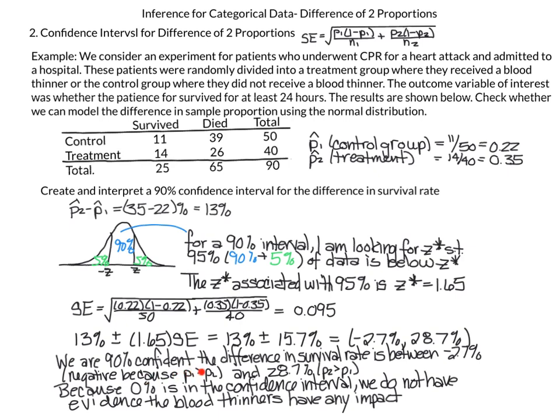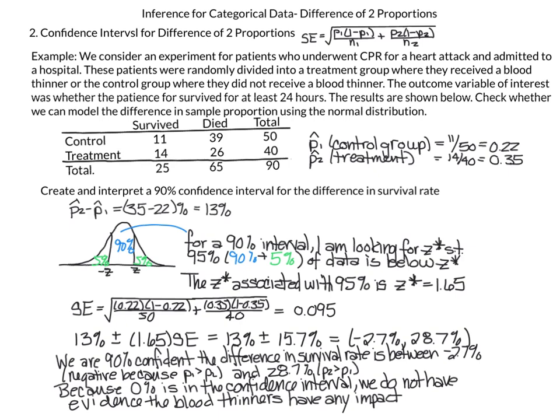Again, negative because P1 is greater than P2, and 28.7% is when P2 is greater than P1. Because 0% is in the confidence interval, in other words, somewhere in here, it's possible that there's zero difference between treatment and control group.